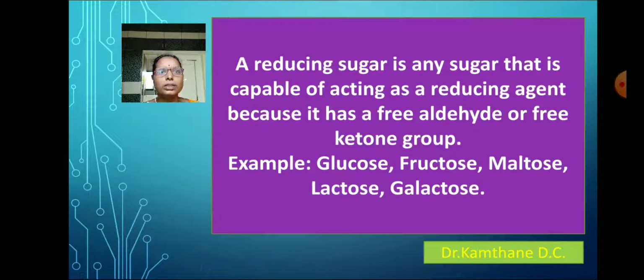A reducing sugar is any sugar that is capable of acting as a reducing agent because it has a free aldehyde or a free ketone group. Examples: glucose, fructose, maltose, lactose and galactose.